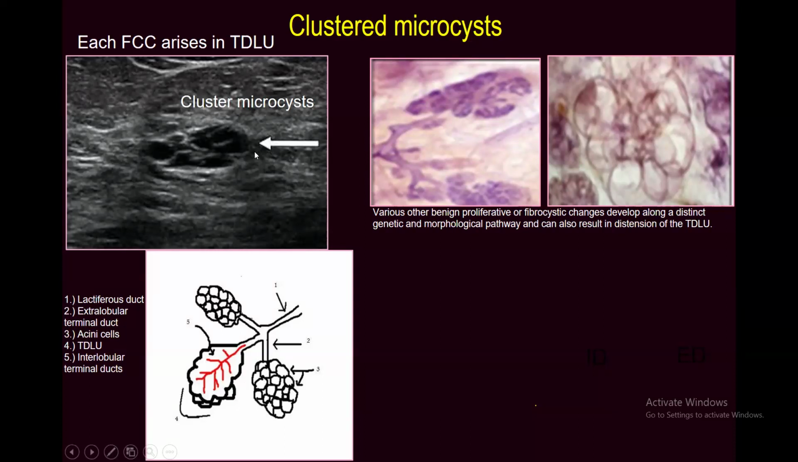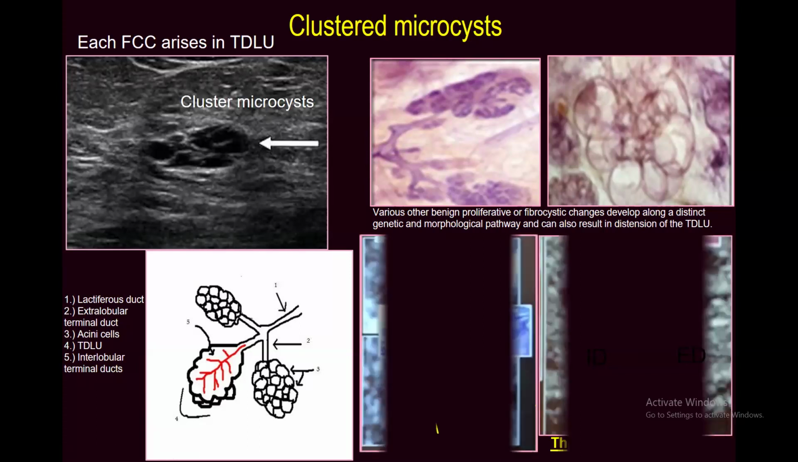Okay, an oval structure with multiple cysts, and in between these cysts we have thin septations. If we look at this illustration here, what does this represent? Cystic dilatations of acini. These are acini within a lobule. Cystic dilatation of acini in a lobule, and what does this represent? This is the wall of the acini, representing what we call cluster microcyst.